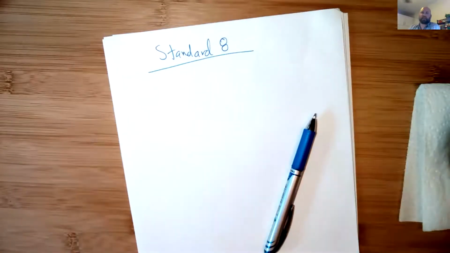This is going to be a quick lesson on standard 8, adding and subtracting fractions. As we just saw in the standard 7 video, any two fractions can be put on the same scale using the fundamental fact of fraction pairs.